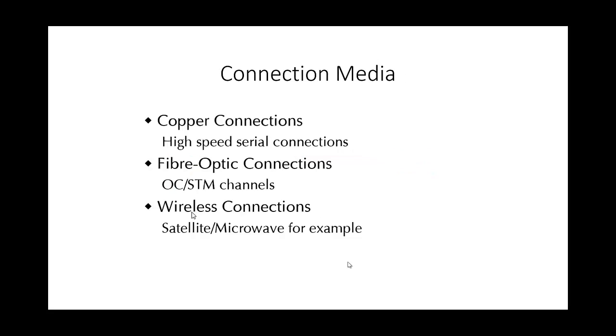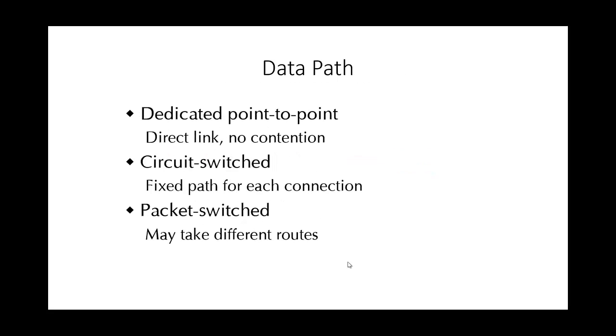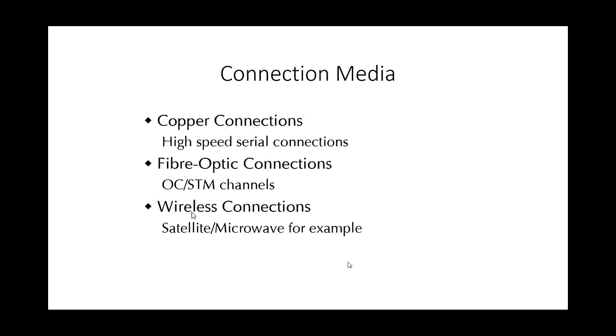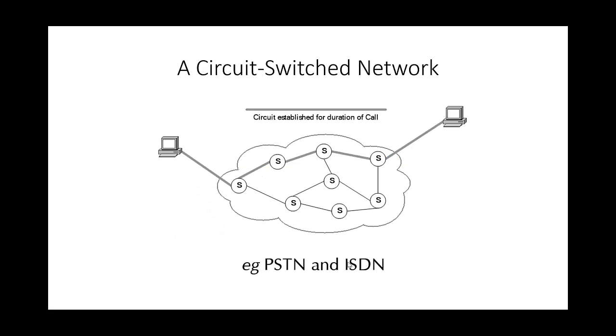So let's go back now to circuit switch networks. In a circuit switch network, a circuit or a fixed physical path is established when one system wishes to communicate with another on a network. Once established, that circuit is used for all traffic between the end systems until the call is terminated. And let me just show you. That's an example of a circuit switch network.